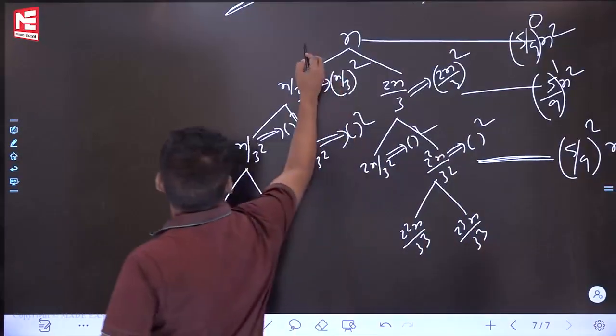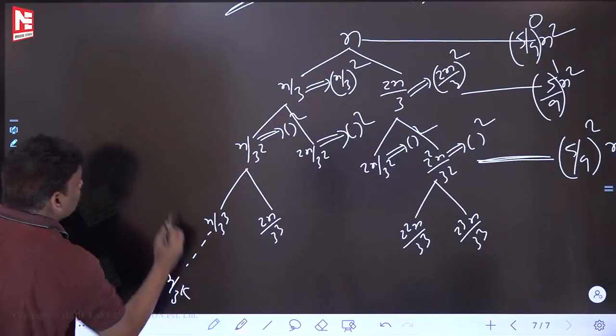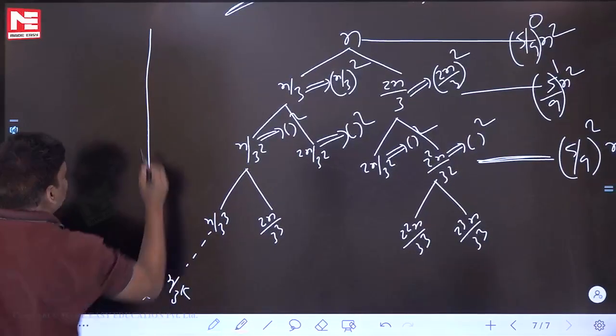Left, always divide by 3: n by 3, n by 3 by 3, and so on. It will become n by 3 power k. What is the k value on this side? Log n base 3.